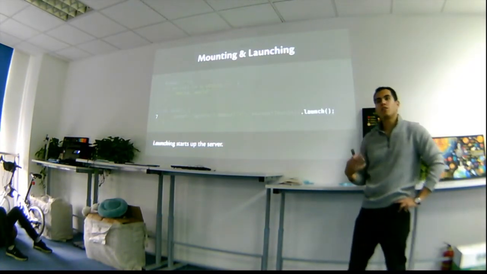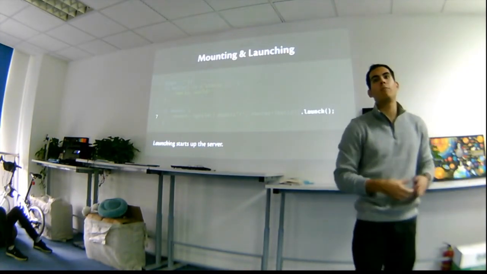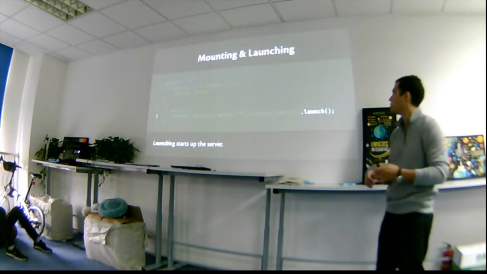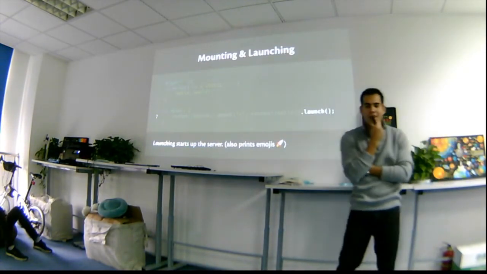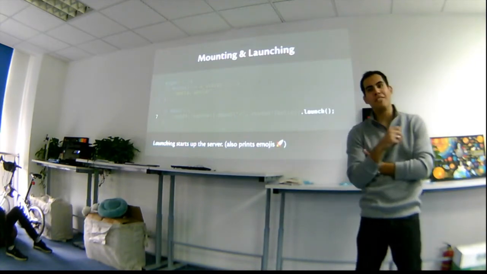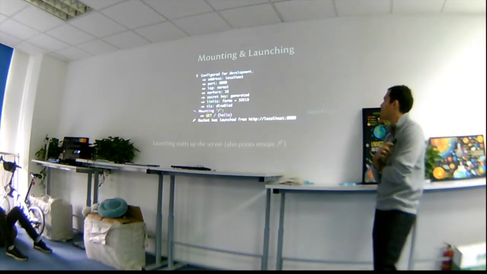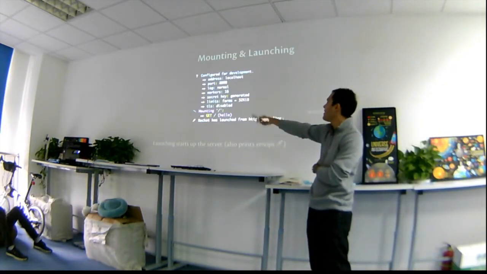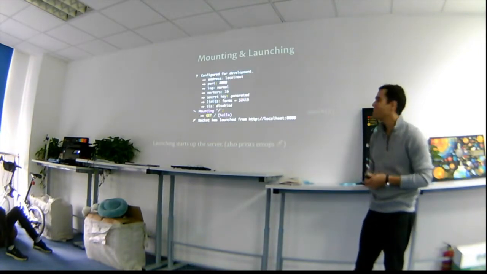Okay. And finally, you can call launch. And when you call launch, it actually starts up a server. Rocket has its own HTTP server built in, and it'll just start up that server and start serving requests for you. Okay, and it also prints emojis. Rocket is very fond of emojis. It prints 3 emojis. When your application launches, it prints a little wrench, a little satellite, and a little rocket. I don't know. I like emojis, so there you go.